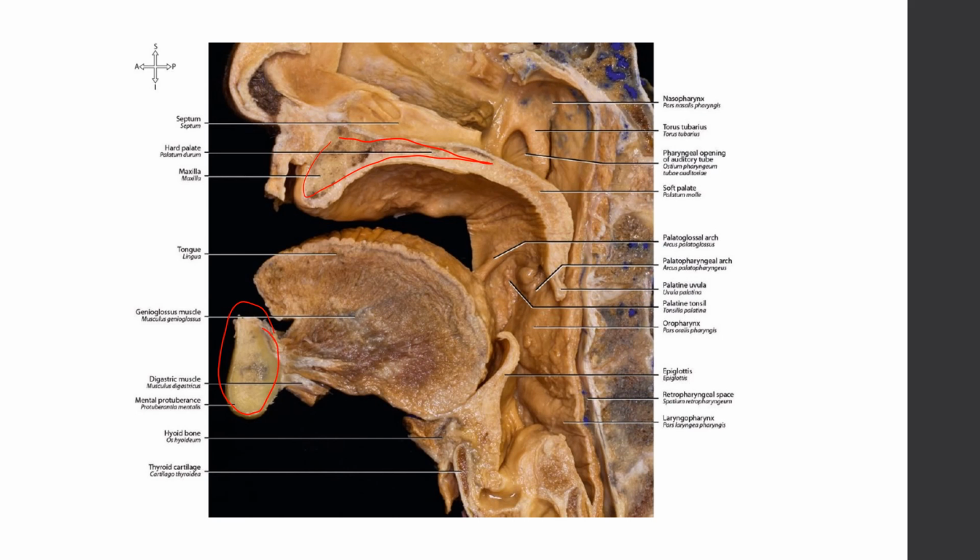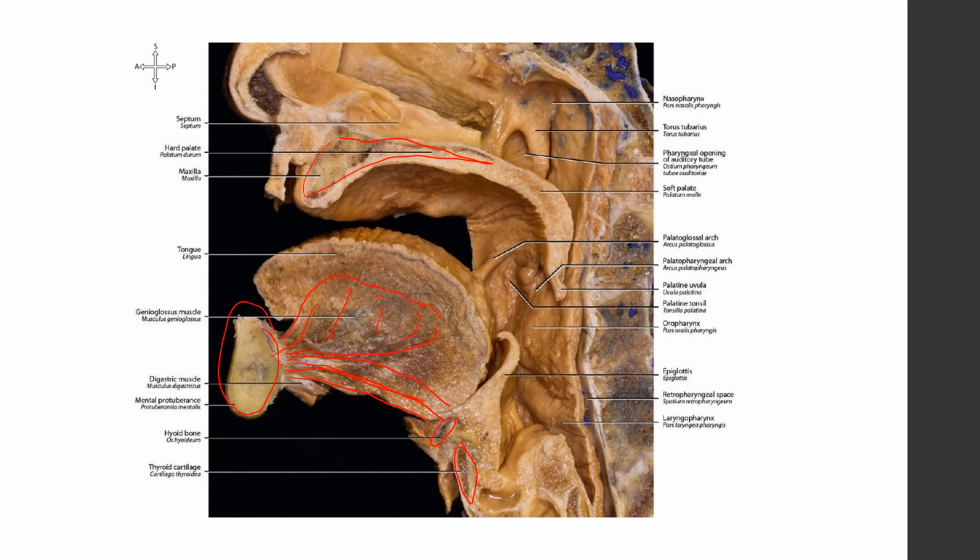Here you can see the mandible, the hyoid, and here the thyroid cartilage. If you look at the muscles in this specimen, here is the genioglossus muscle making up most of the tongue, extending from the mandible to the tongue. Then there's the geniohyoid muscle extending from the mandible to the hyoid bone, and inferior to that is the mylohyoid muscle extending from the mandible to the hyoid bone.